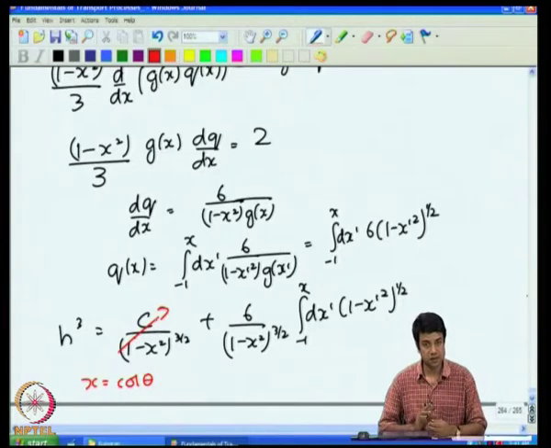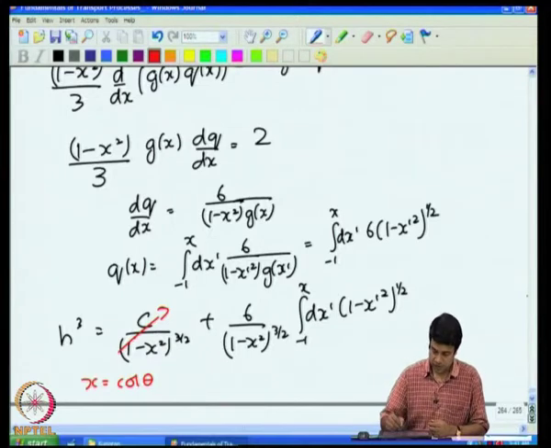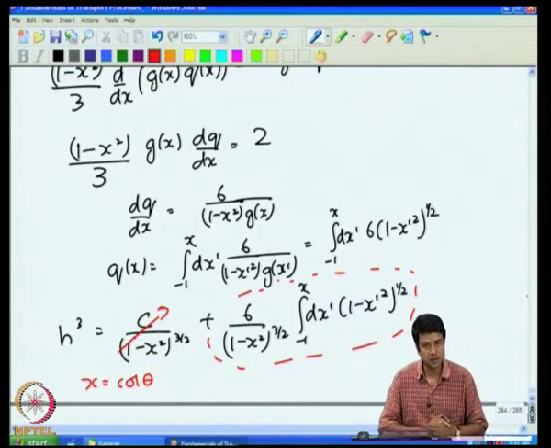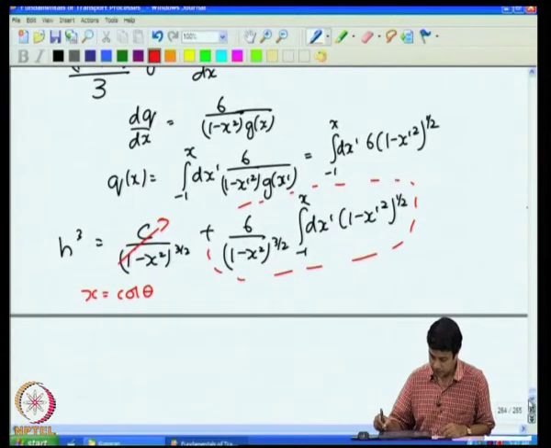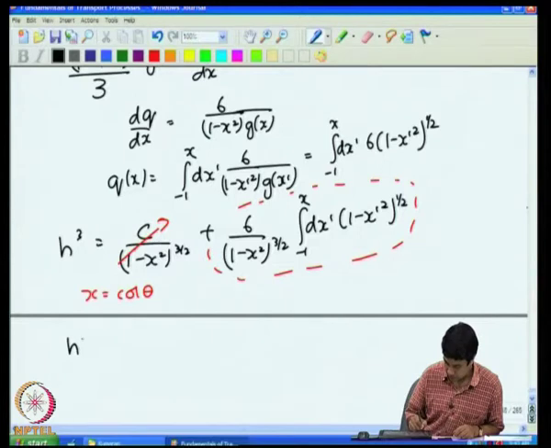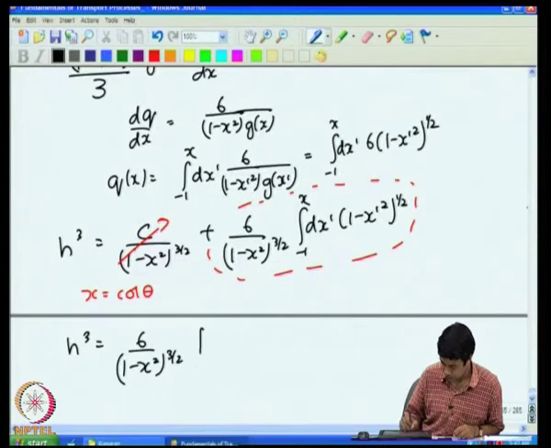Because if this constant is non-zero, note that the second integral has an integral from minus 1 to x. So, this second term here is finite at x is equal to minus 1. Therefore, if the boundary layer thickness has to be finite at x is equal to minus 1 or theta is equal to pi, this constant has to be equal to 0. And therefore, this boundary layer thickness h cubed has to be equal to 6 by 1 minus x square or 3 by 2 integral minus 1 to x dx prime 1 minus x prime square power half.